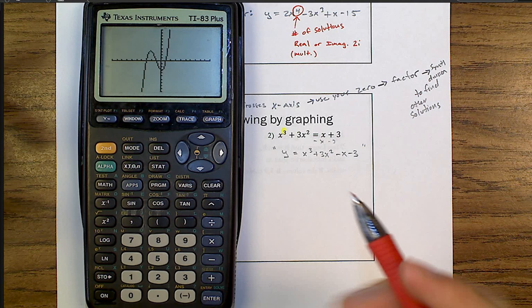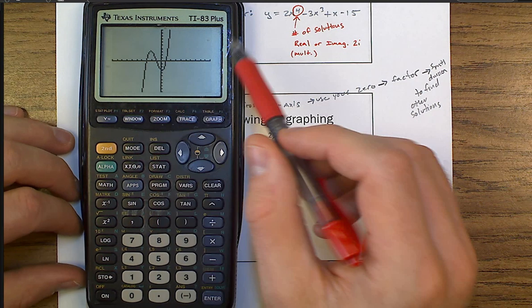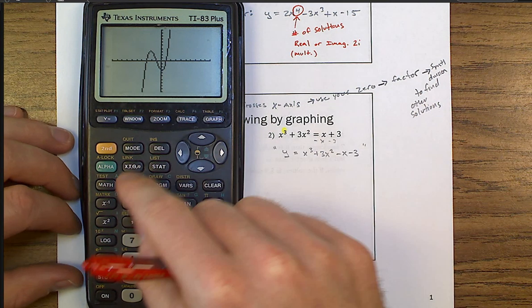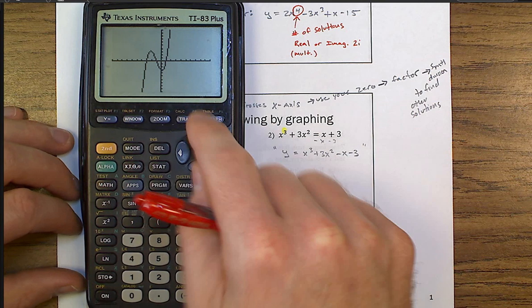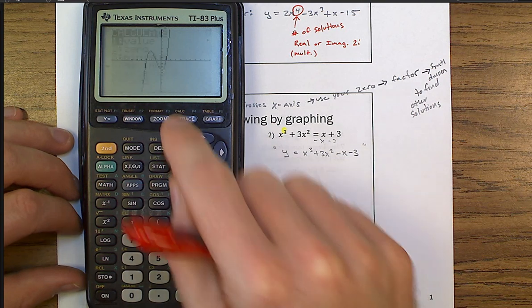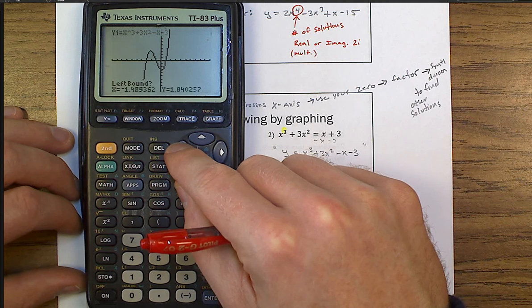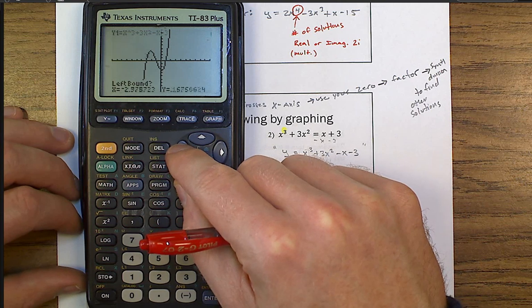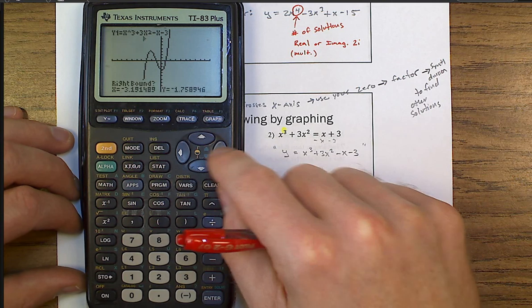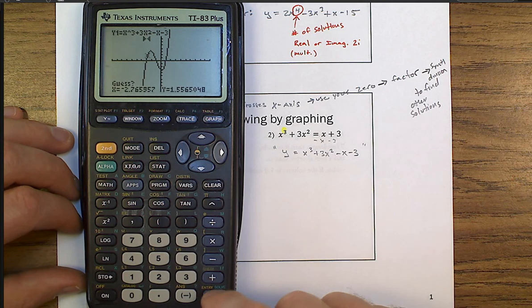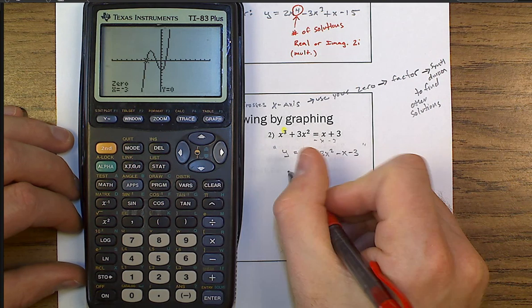So I know you can probably look at this and figure it out, but let's go ahead and just review how to find these using our calc function. Second calc, we want to find the zeros. So I'm going to find the one on the far left. So I'm going to go to the left of it, enter, to the right of it, enter, enter, and I get negative 3, so there's negative 3.